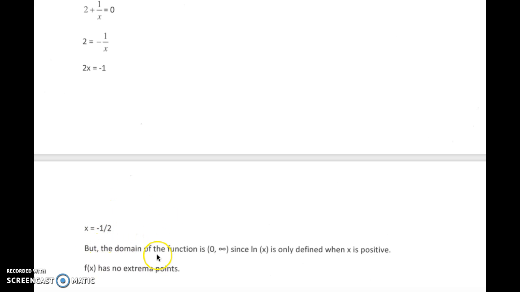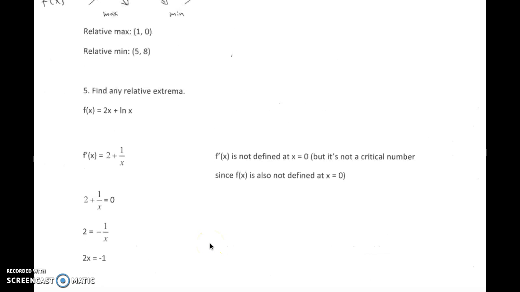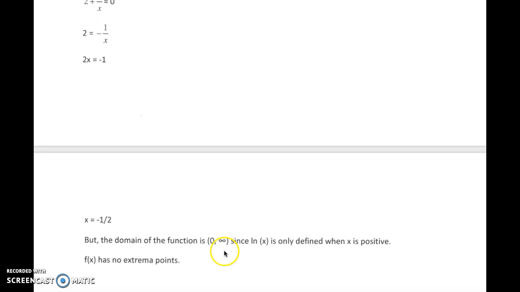But the domain of our original function, 2x plus ln of x, has to be positive numbers because of the ln. So our domain is 0 to positive infinity, because the ln is only defined when x is positive. So therefore, this function has no extrema at all because the critical value here falls outside of the domain of the function.